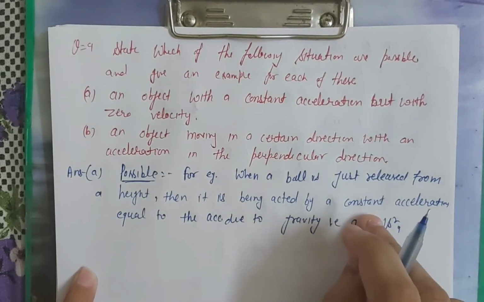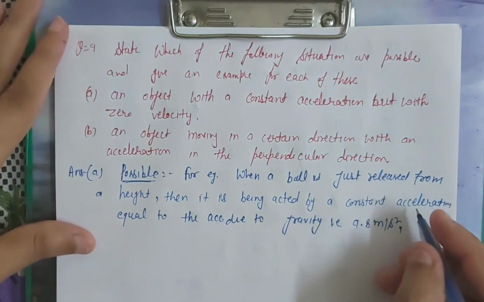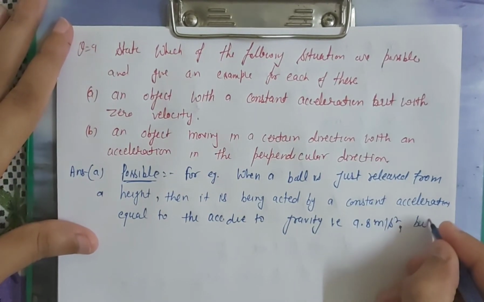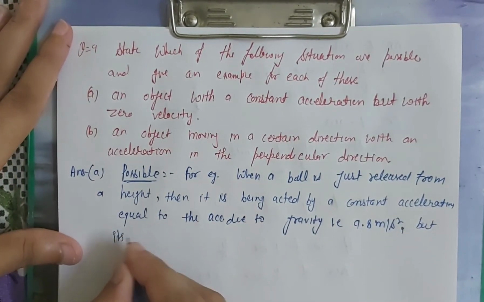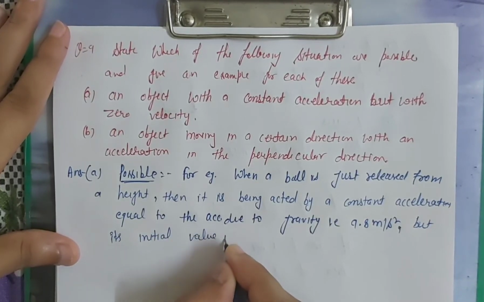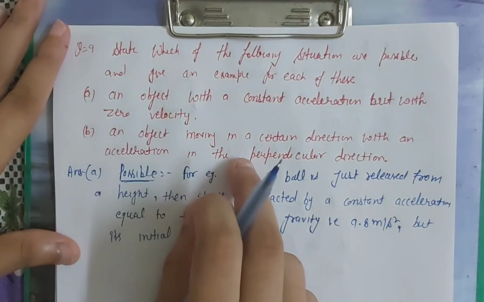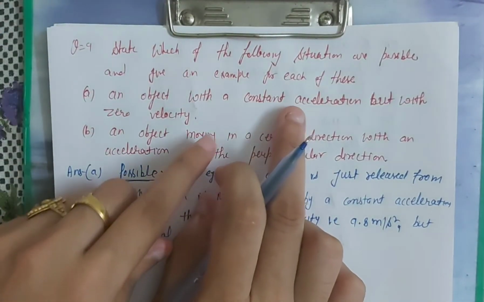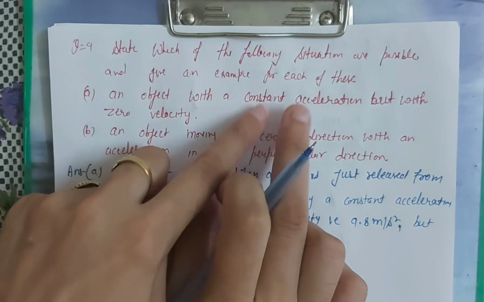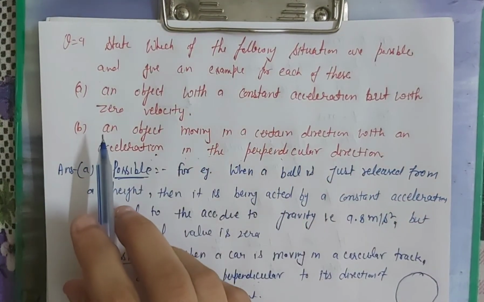But in that case, the initial velocity is 0. So it is possible that there is a value of constant acceleration, but the velocity value is 0. Okay, now what is the second part?